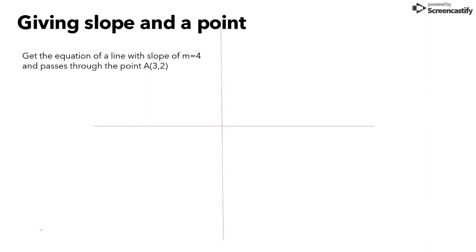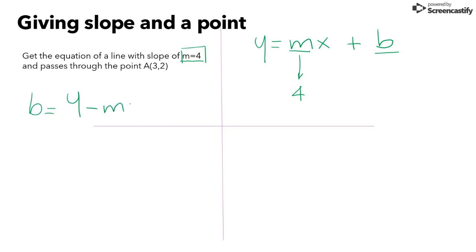Given a slope and a point, this is a classic example. Get the equation of a line with a slope m equals 4, and it passes through the point A (3, 2). So remember, y equals mx plus b. I need m and I need b. I have m from the statement, so I know that m is equal to 4. Then I need to calculate b. How am I going to calculate b? Very easy. b is equal to y minus mx.